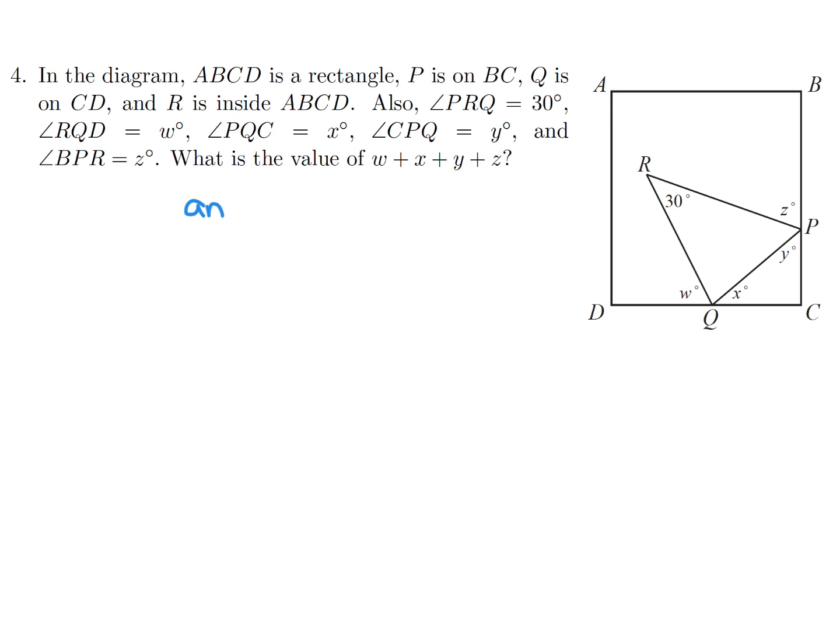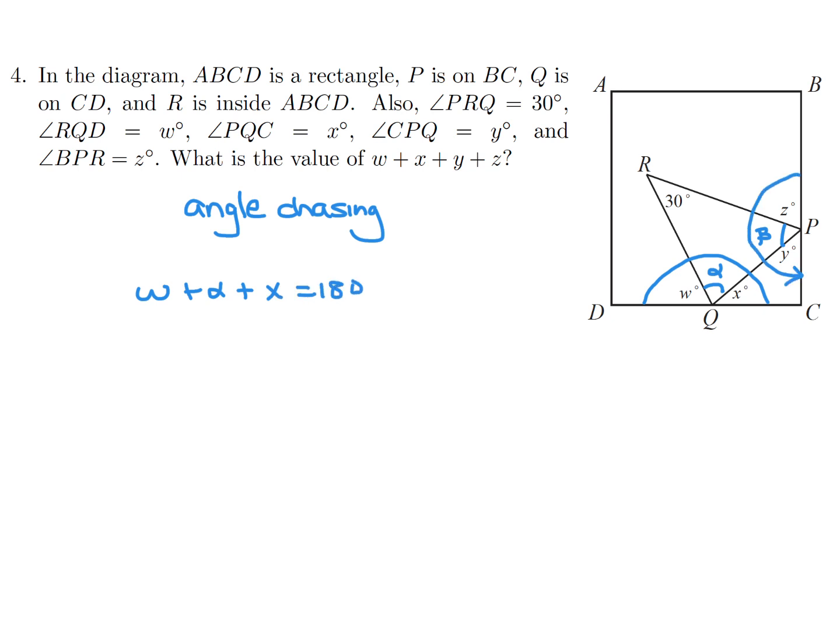Okay, so this is what you call angle chasing. So here we go. This angle in here, I'll call that alpha, let's say, and this one, I'll call it beta. So let's see here. If you go from here to here, that W plus alpha plus X is 180, right? And then if you go all the way from there to there, that's also 180. So that would be Z plus beta plus Y.